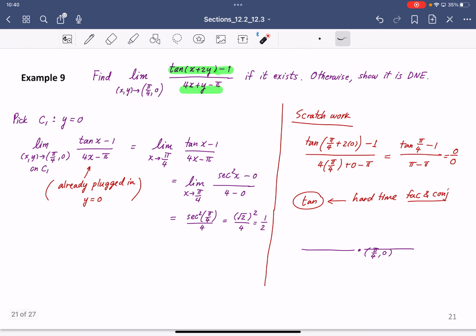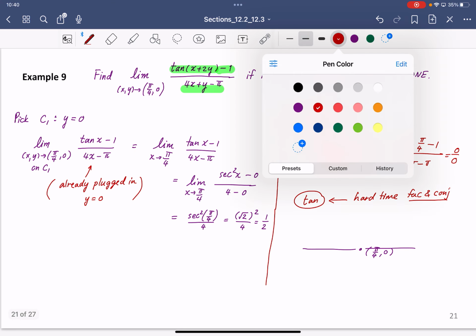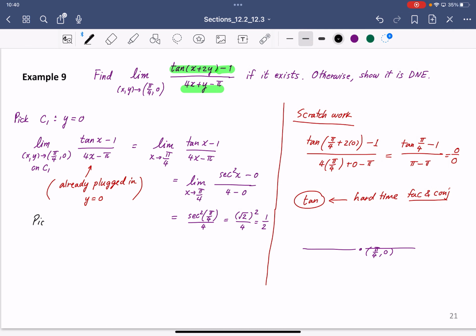It's a little bit tedious: you have to plug in y equal to 0 first, and then it comes back to one variable, and then you apply the L'Hopital rule. This is only C1, so we pick C2. You need a challenge question, I know, because this is x equal to pi over 4.